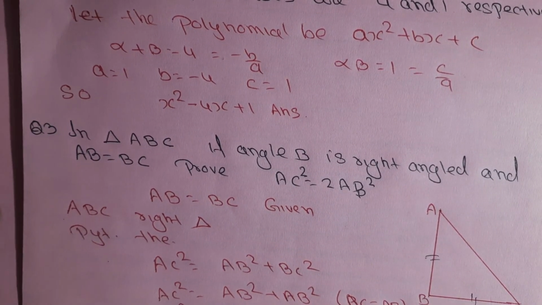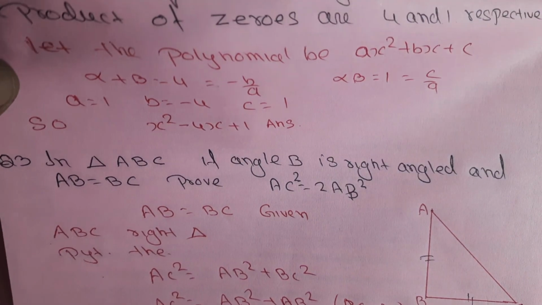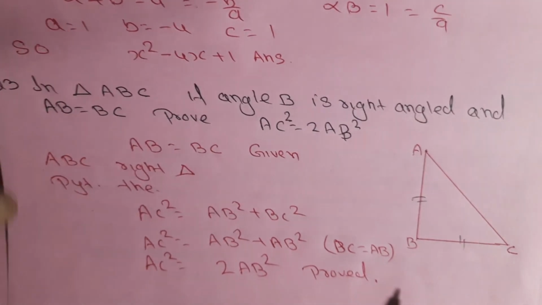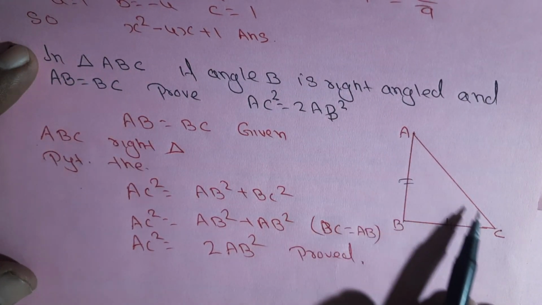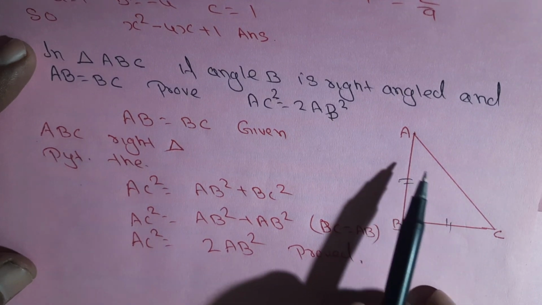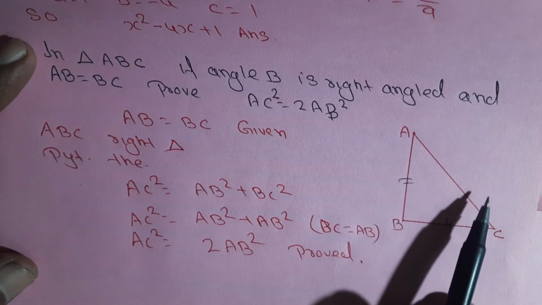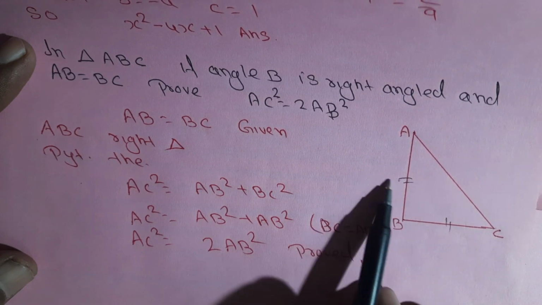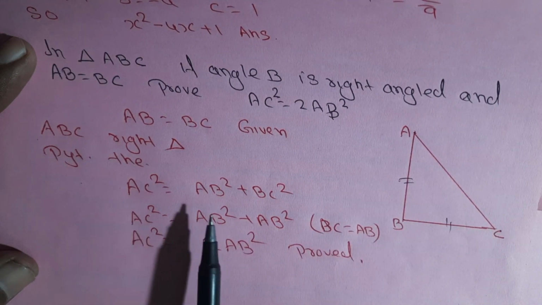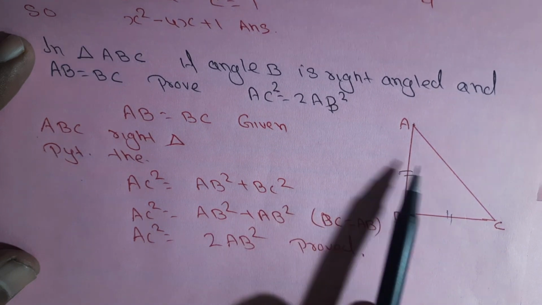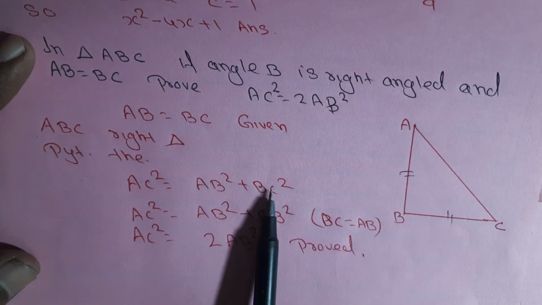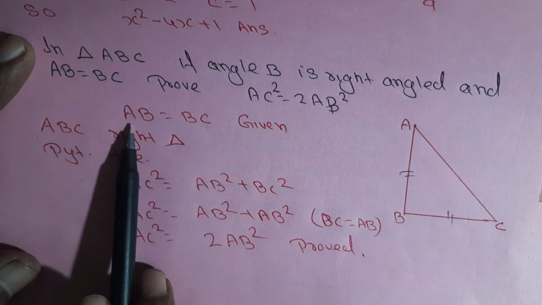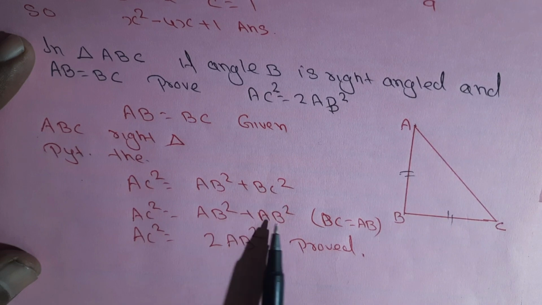Now what we have to do, we know that Pythagoras theorem says the square of the hypotenuse is equal to the sum of the squares of the other two sides. That means AC square is equal to AB square plus BC square. Now here BC is already given as equal to AB. So instead of BC we will write AB.